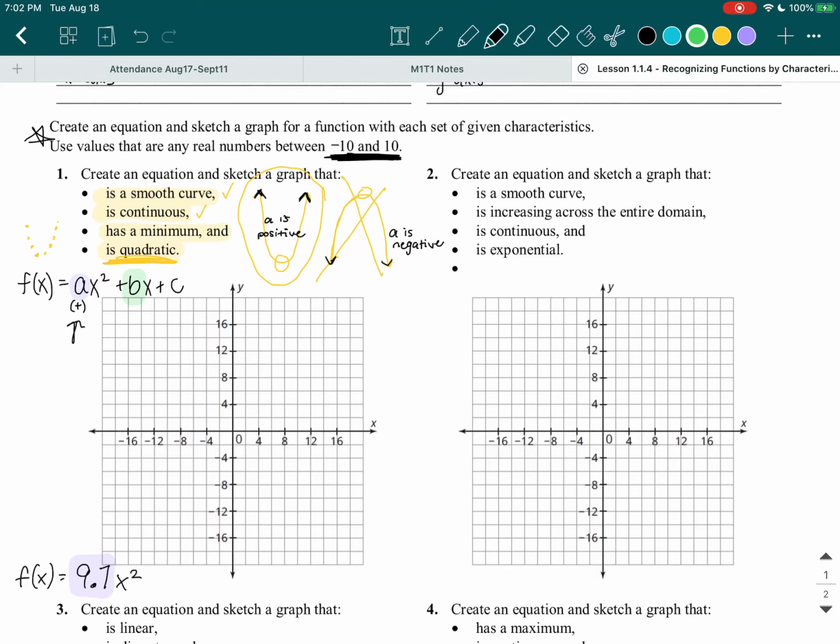So you can pick anything between -10 and 10. I choose -6. That's my B. So I just took this B value over here and I replaced it with a -6. And last but not least, we have to pick a C value.